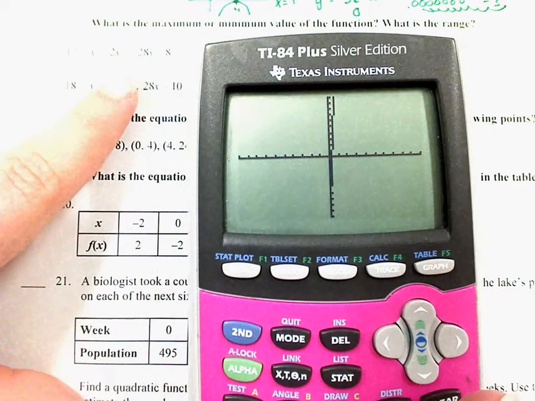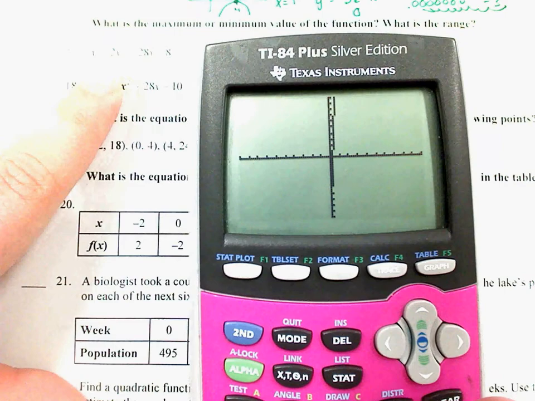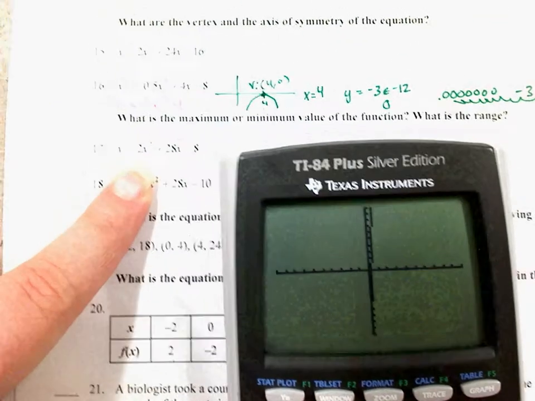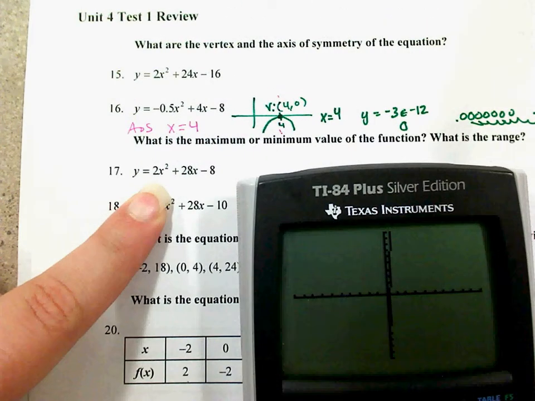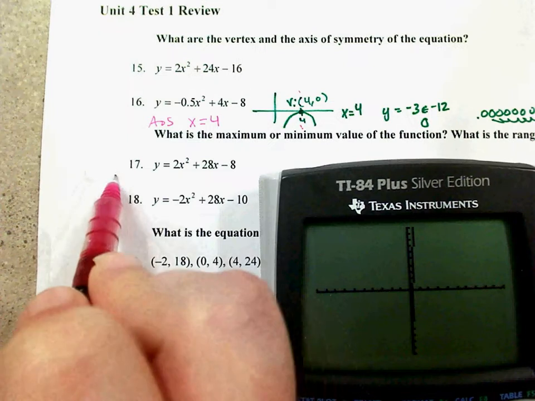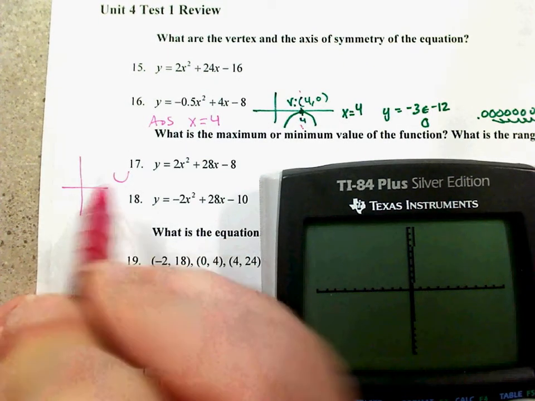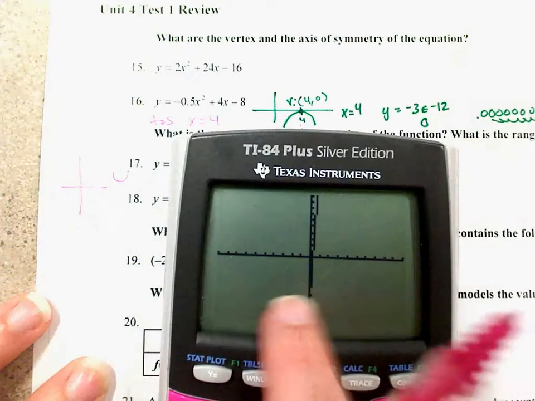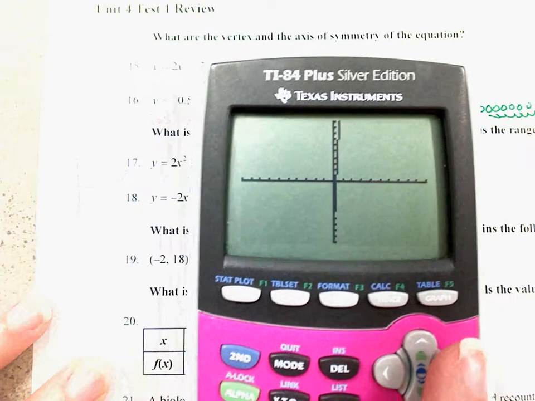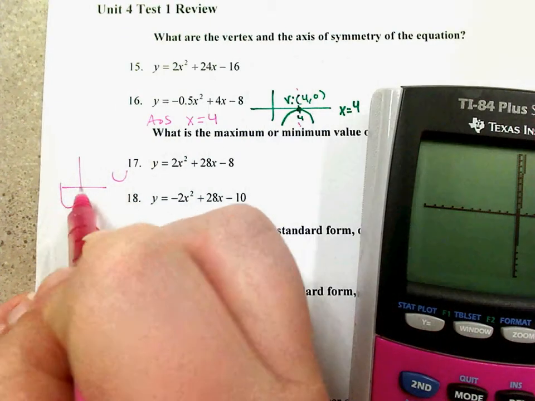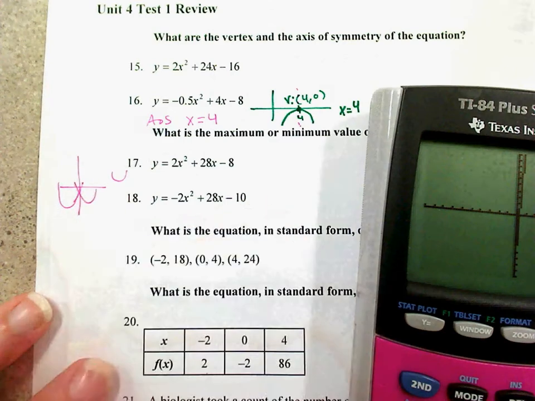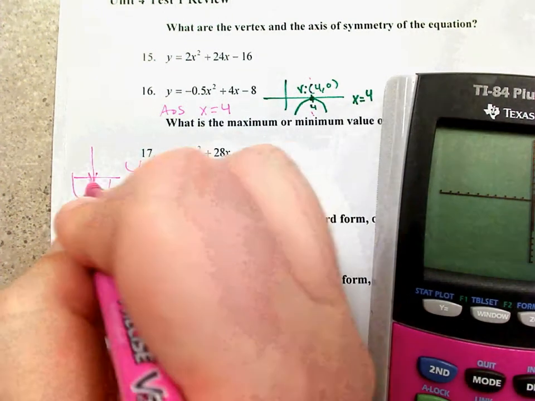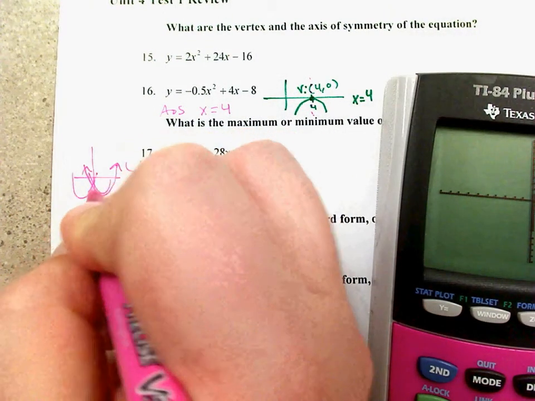opening up or opening down? Opening up. So I know that if my y-intercept is negative 8, and I can see that it's doing something right here, it's either opening up over here or opening up over here. You know what I mean? So I've got to figure out, does the parabola do this or does it go over here? So, how do I know where it goes?